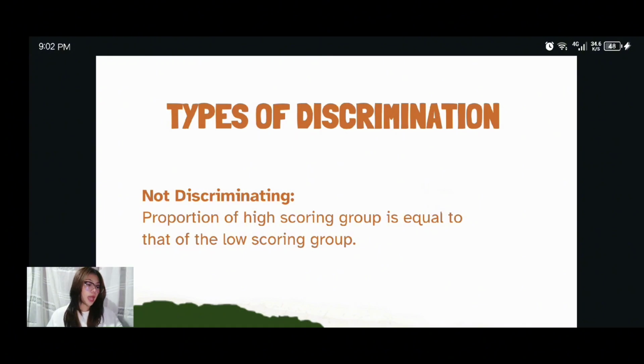Not discriminating items refers to a test item where the proportion of the high scoring group answering correctly is equal to the proportion of the low scoring group answering correctly. In simpler terms, a question is considered not discriminating if high performing and low performing students are equally likely to answer it correctly. This suggests the question doesn't effectively differentiate between students with good or poor understanding. So, that's the part of the discriminating items.